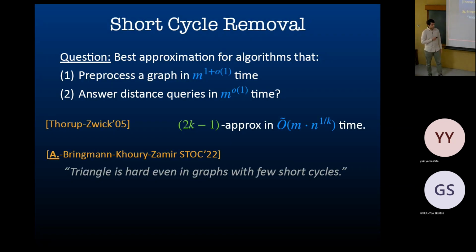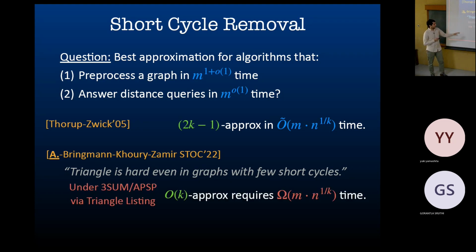And what we show is that this problem is hard. So we have a reduction from that problem without this restriction to the problem with the restriction. So finding a triangle in a graph that doesn't have short cycles, or has very few of them, is hard. And then we show that under these conjectures, 3-SUM and APSP, this trade-off is the best possible, up to the constants.